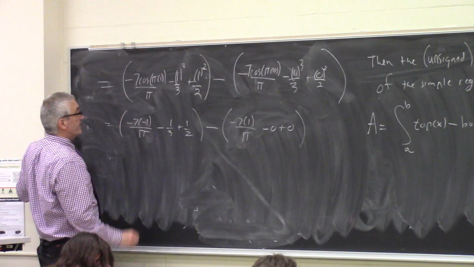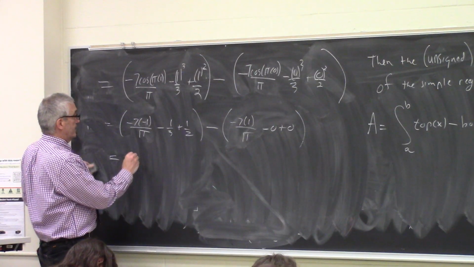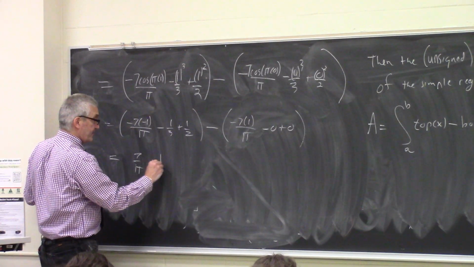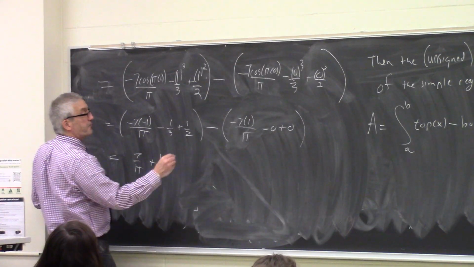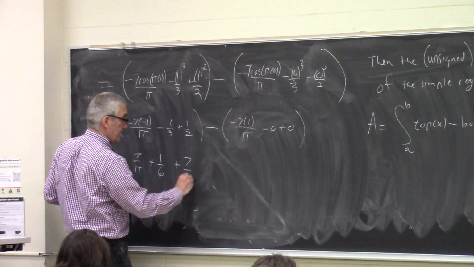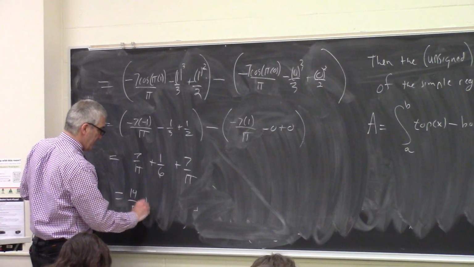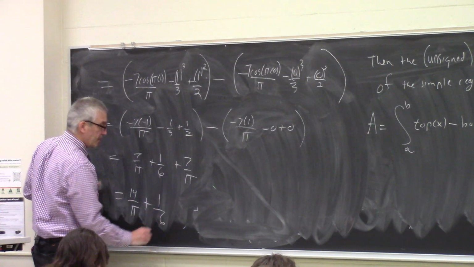So notice all the minuses. We have 7 over pi, minus 1/3 plus 1/2 is 1/6. And then we have plus another 7 over pi. So we end up with 14 over pi plus 1 over 6.